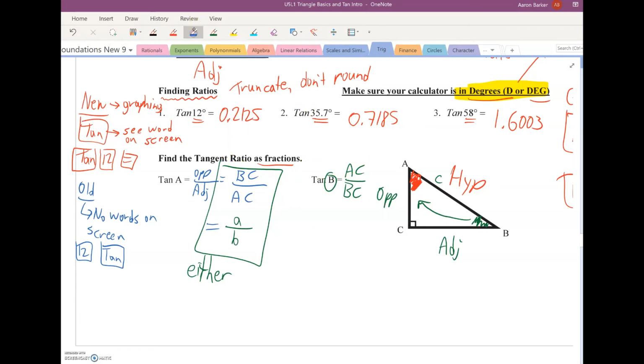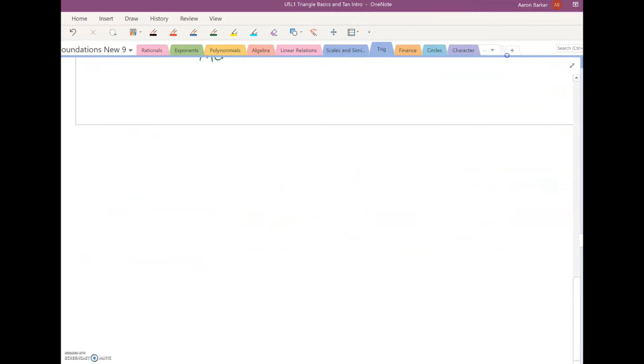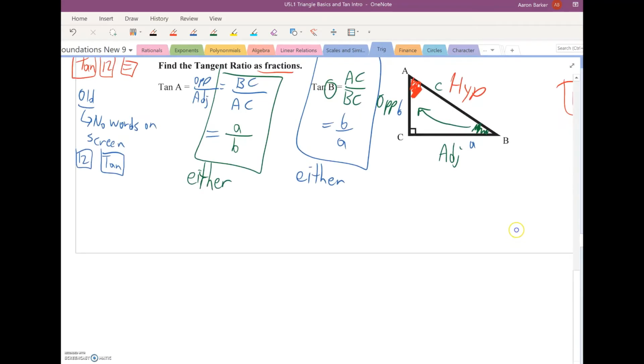Now, if you're using the lowercase letters, well, this would be little b, this would be little a, so your ratio would be b over a. And again, it's either. Okay, either use the capitals or the lowercase. Most likely you're going to use the capitals because that's what's given. All right, labeling your HOA. Here we go. Next.